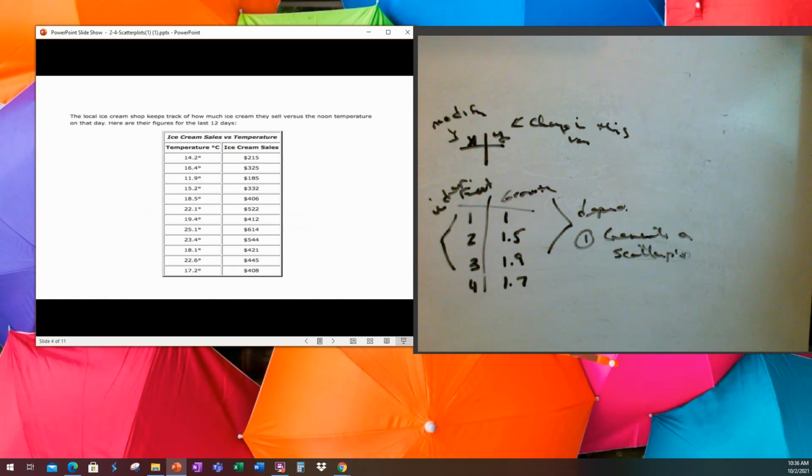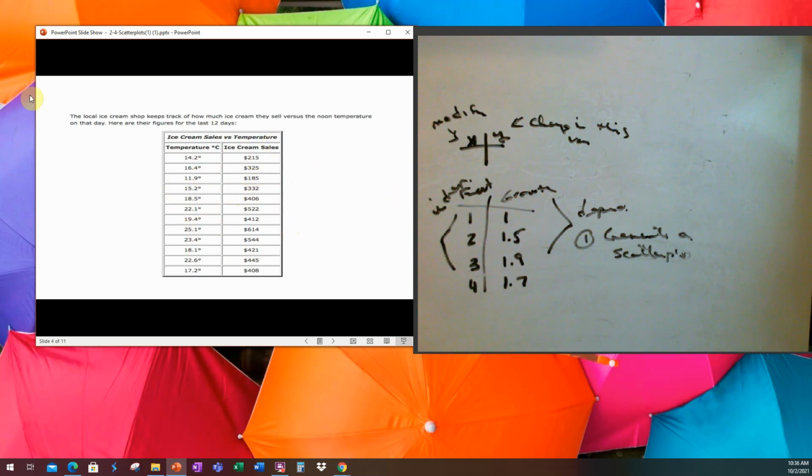So the local ice cream shop keeps track of how much ice cream they sell versus the noon temperature on that day. Here are their figures for the last 12 days. So this is at a particular time when they've got some temperature, and here are the ice cream sales that they do. Okay, so just looking at the data itself, it's hard to go through because I've got different temperatures, different amounts of sales, different days, some variability in the temperature, variability in the ice cream sales.